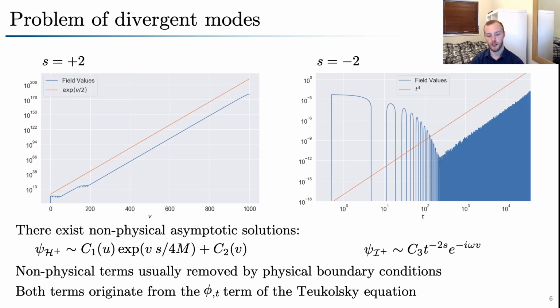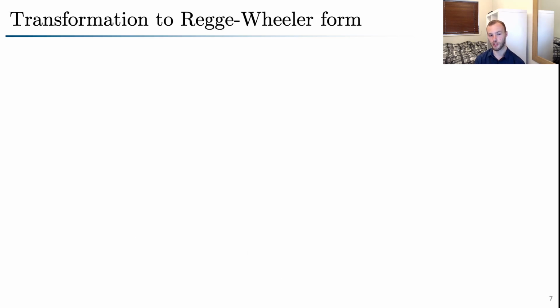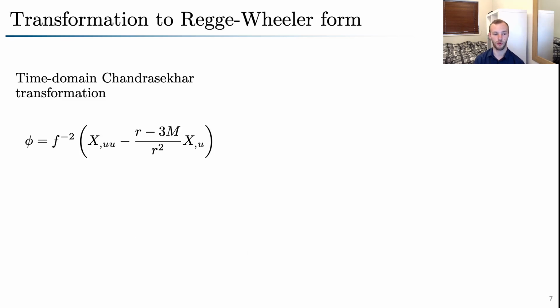So these are usually removed by physical boundary conditions, but as we don't apply physical boundary conditions in our method, this doesn't work. But both of these terms originate from the time derivative of the field, so we can just eliminate that instead to get rid of the problem. So how do we eliminate that? Well, we transform to a Regge-Wheeler type form.